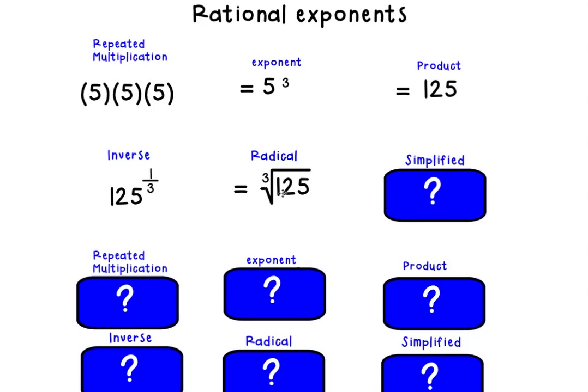That means I want to find a number that when I multiply it by itself 3 times, I'm going to get 125. So I'm showing you this working backwards. So you're going to have to learn some of these cube roots, the basic ones, probably up to about 6, and then probably even knowing what 10 is.